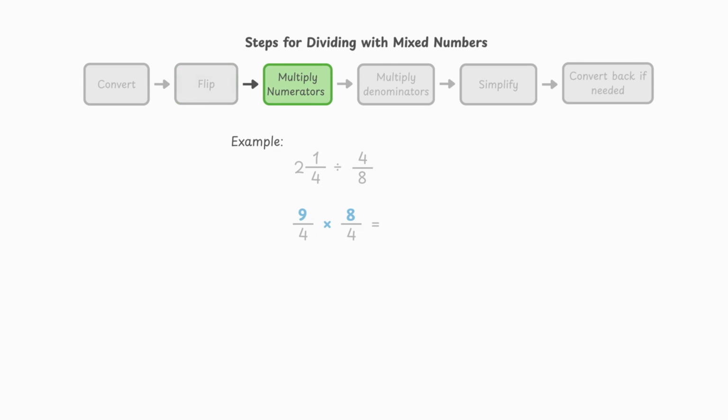Now multiply the numerators, the top numbers. Multiply 9 times 8, which gives us 72. Then multiply the denominators, the bottom numbers. Multiply 4 times 4, which gives us 16. Simplify the result if needed. In this case, 72/16 is divisible by 8. 72 divided by 8 gives 9. Then 16 divided by 8 gives 2. It becomes 9/2. Finally, convert back if needed. If you have an improper fraction, you may need to convert it back to a mixed number. 9/2 becomes 4 1/2.